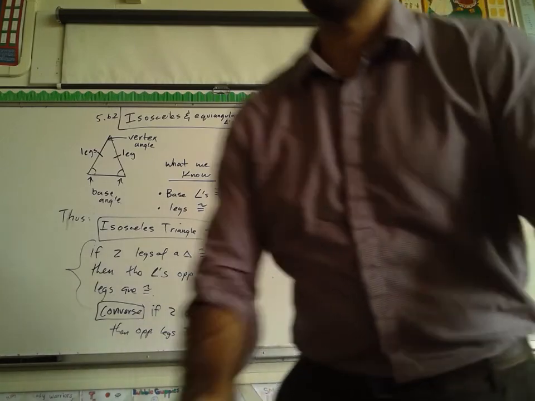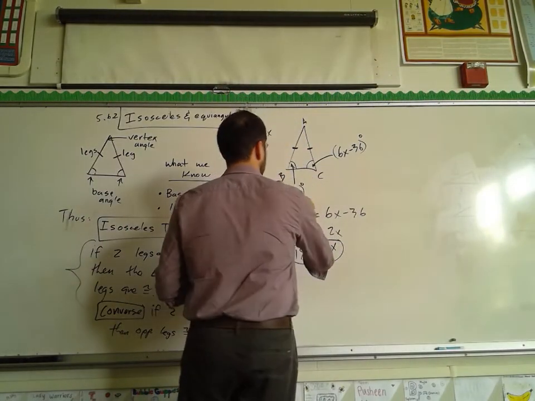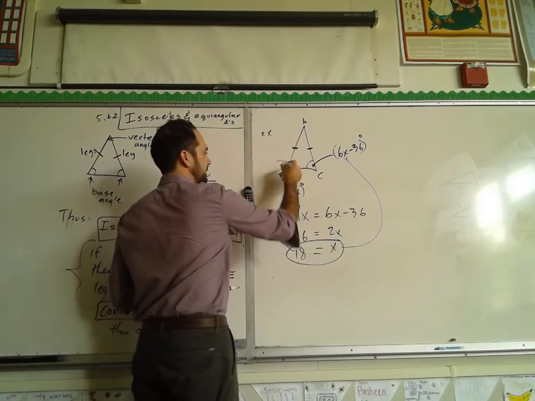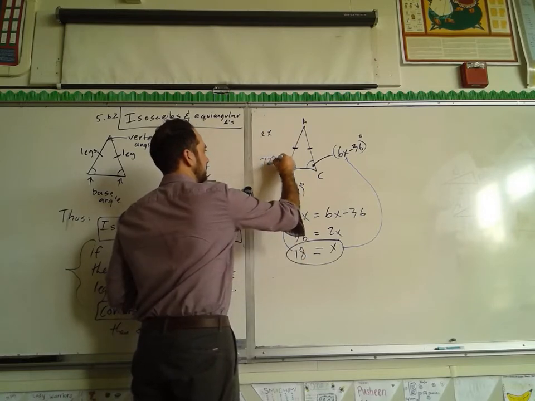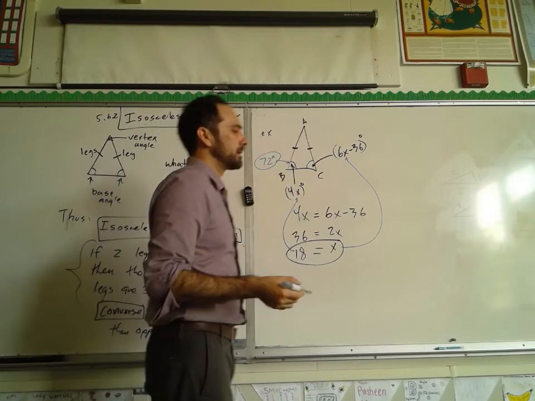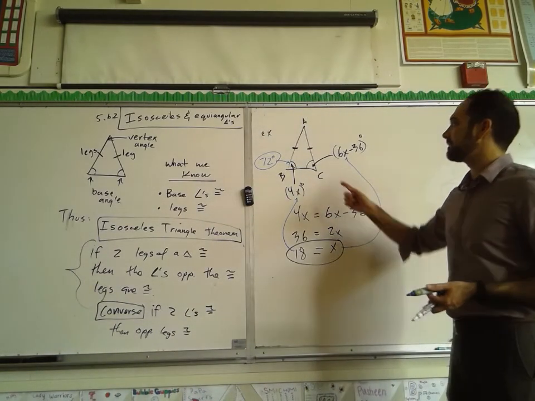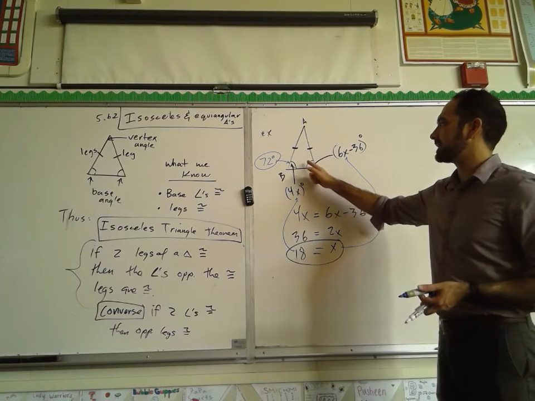Basically what I need to do is go back, take my x, put it in these two expressions and figure out what the actual measurement is. 4 times x, 4 times 18 is 72 degrees. For this, we may have been asked just to find x. But if I'm trying to figure out what this angle is, what do I know about angle B and angle C? What do these tick marks show us?